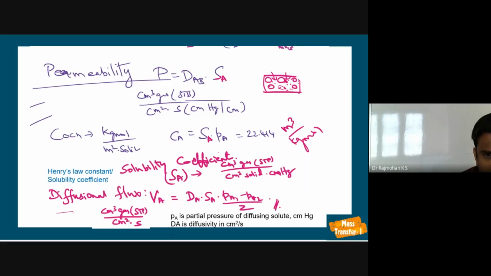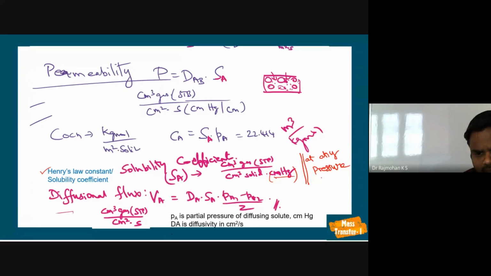Yesterday itself we saw this expression. We define the solubility coefficient, which is also called Henry's law constant. The unit for the solubility coefficient is centimeter cube of gas per centimeter cube of solid. It is how many centimeter cubes of gas can be contained in a centimeter cube of solid per atmosphere of pressure, that means per centimeter of mercury. This is the unit given here in the definition. We can always convert to SI units. So that means for any temperature or any pressure.